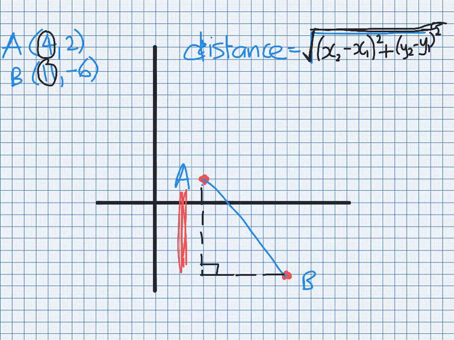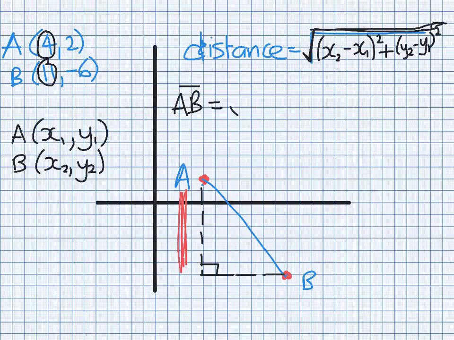So that's my formula. So what we're doing here is we're starting to get a little bit more formal with our notation. So we'll call point A the point with coordinates x1 and y1, and point B x2, y2. So in this case, what have we got for length AB? Well, it's going to be 11 take away 4 squared plus negative 6.